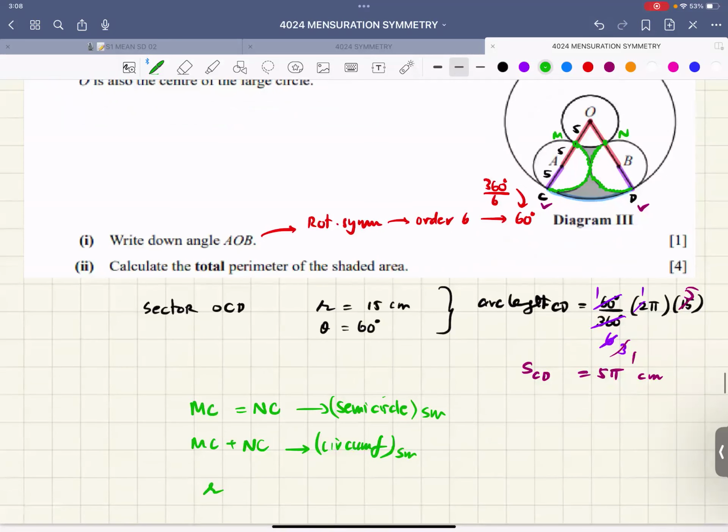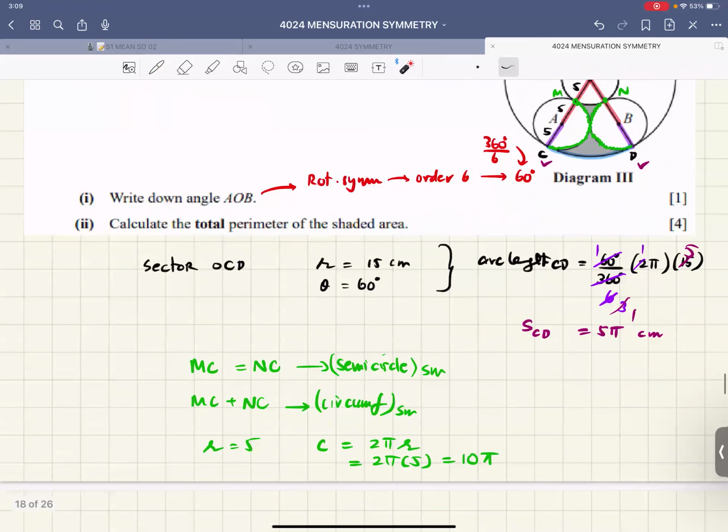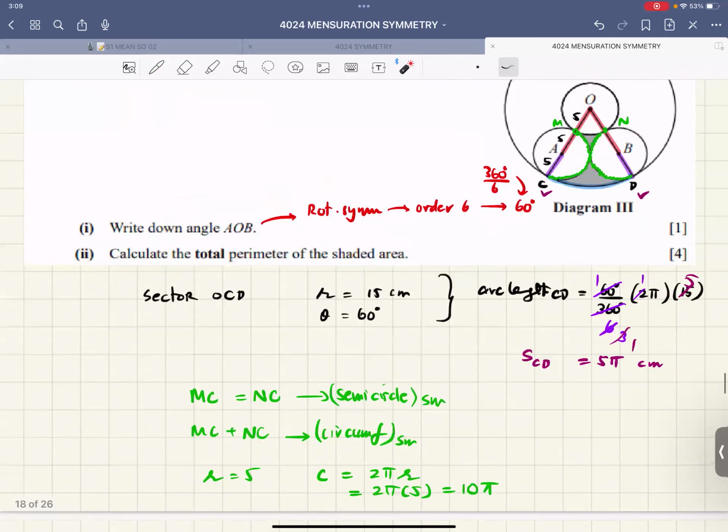So the radius is 5. Therefore circumference is 2 pi r. That's 2 pi into 5, which comes out to be 10 pi. So now this is also found. This is MC and NC combined. So now this is 5 pi, this is 10 pi. This is 2 pi r, 2 into pi into 5, that is 10. That is this and this combined. So basically, this is 5, this is 5, this is 5. So three things are found.